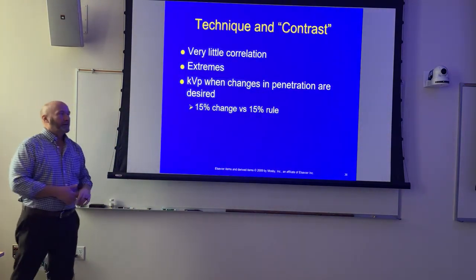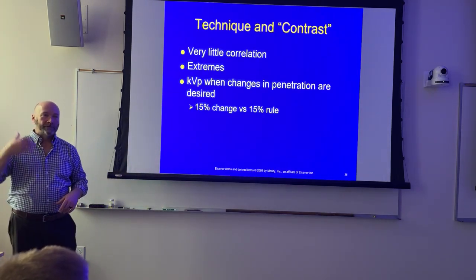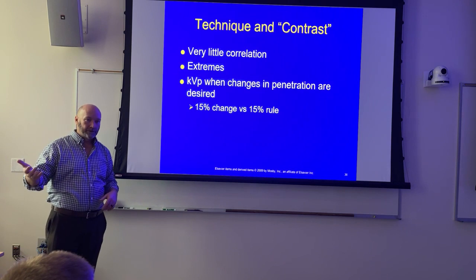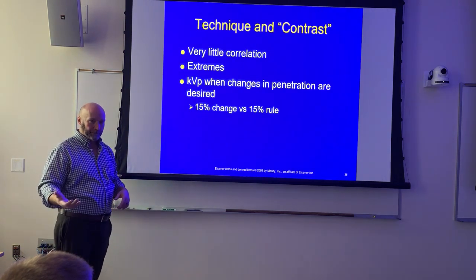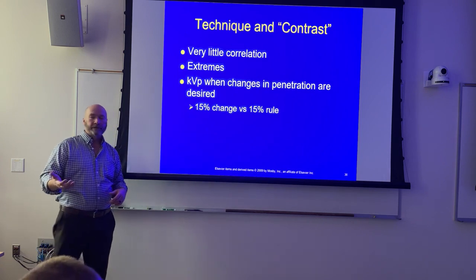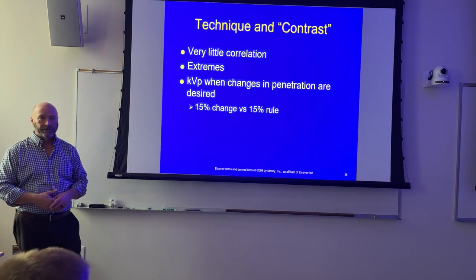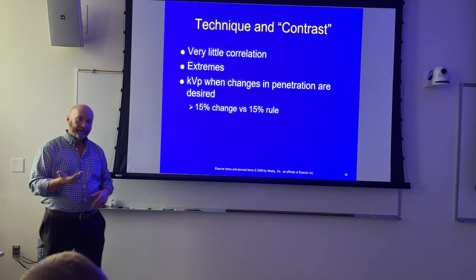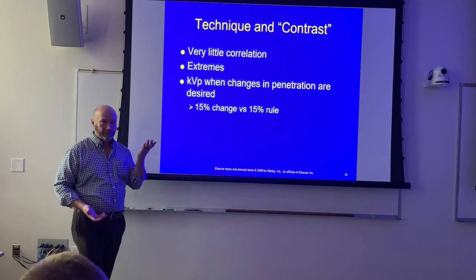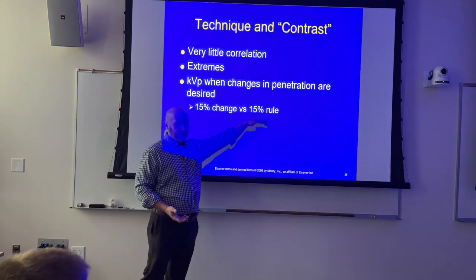We've talked about a 15% change in KVP. If we just increase our KVP, our patient dose goes up and our image exposure goes up drastically. A 15% change in KVP gives us a doubling of the image receptor exposure. With that doubling of image receptor exposure, patient dose is going to go up too, as opposed to the 15% rule.